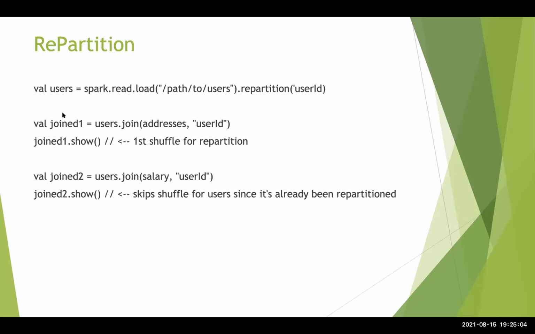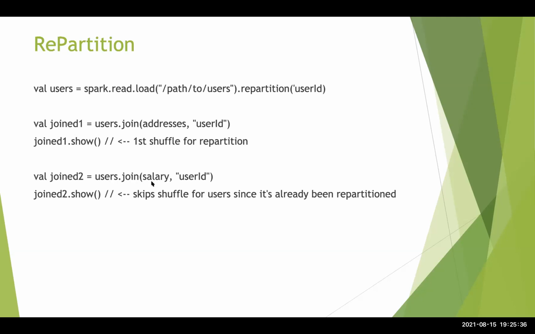So let's say I have one user table which I've read and repartitioned on user ID. Now I'm joining the user on address. When I say join and show, it has shuffled. The first shuffle has happened for this user table for sure. Now I'm joining this user table again with some other data set. Let's say salary is another data set. Salary is just an example I have given. It can be any other data set which can be joined with users. I'm joining user with salary.